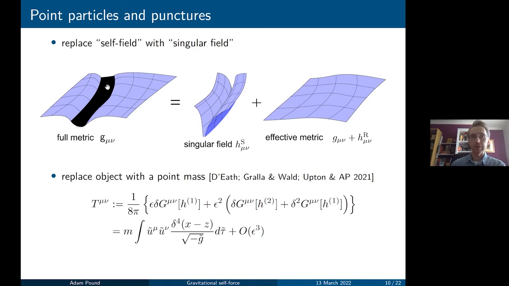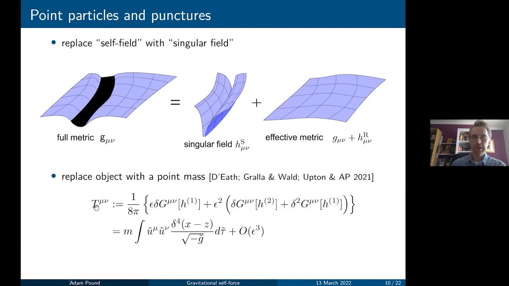So at linear order, that isn't actually delicate at all. At nonlinear orders, it becomes very delicate. You need a very specific kind of definition of this nonlinear piece. So I'm defining the stress energy as basically just the total curvature. We have a linear piece in H1, a linear piece in H2, and then a quadratic piece in H1. And yeah, there's some mathematical subtleties in defining this as a distribution so that this thing is well defined.